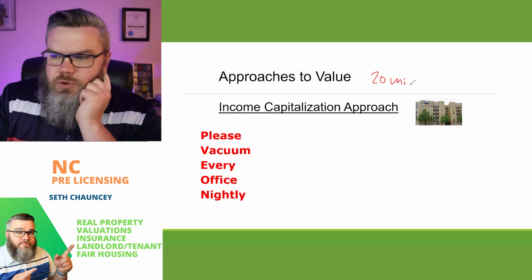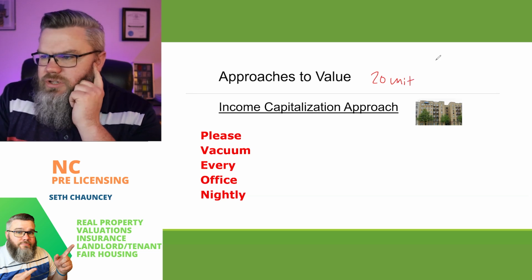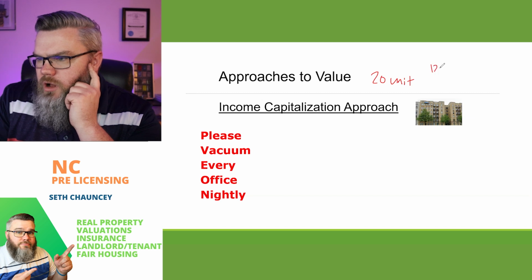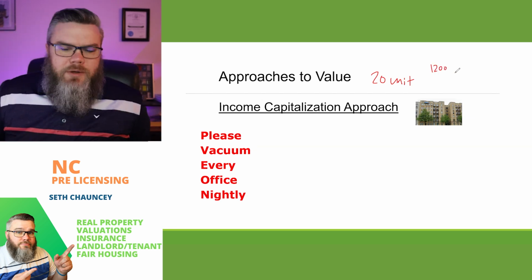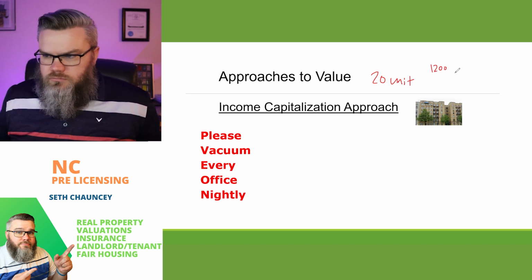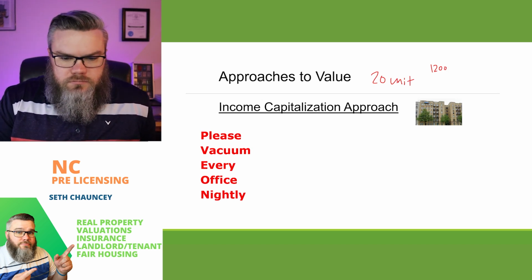So let's say this is a 20-unit apartment complex, and every single apartment rents for $1,200 a month. So here's my first question, folks. How much are you making a month? $24,000. Yep.